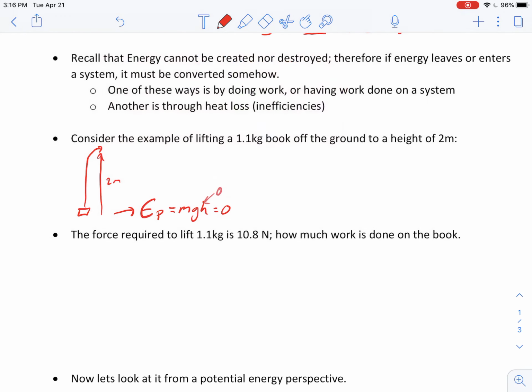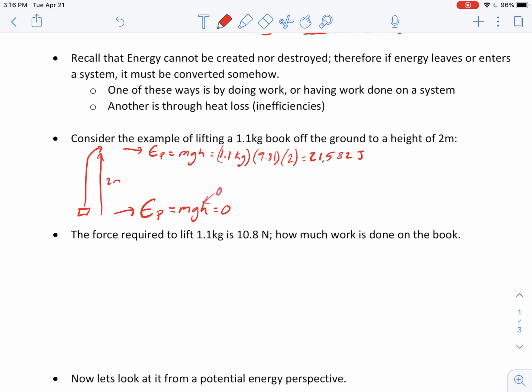Now, if we look at the top, our potential energy is mgh, which we have a 1.1 kilograms times 9.81 times a height of 2 meters. That's going to give us, just grab my calculator here, 1.1 times 9.81 times 2 is 21.582 joules.